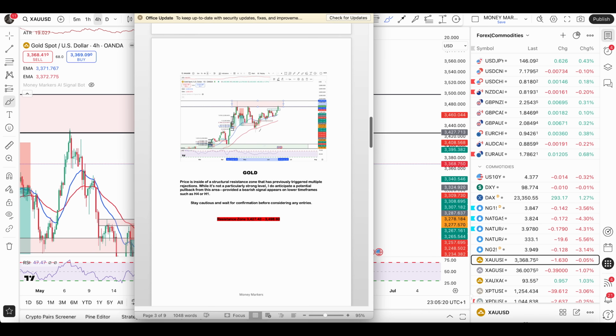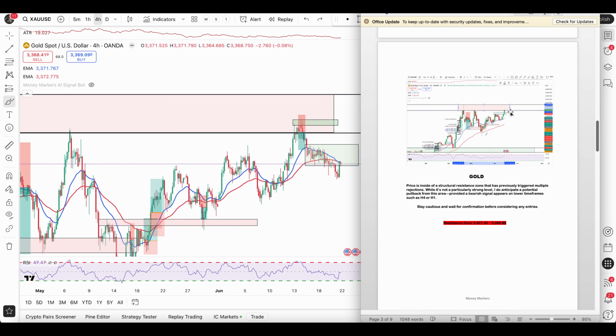Right here, this report was sent to the members last week when the price was just inside. I clearly mentioned price is inside the structure resistance, and we have lots of rejection from this zone. And I also mentioned that I do anticipate a potential pullback from this area if we have a bearish condition on lower time frames, such as H4, meaning 4 hour, and on 1 hour. And you must wait for the confirmation before you take an entry.